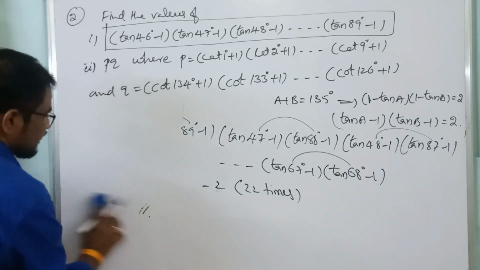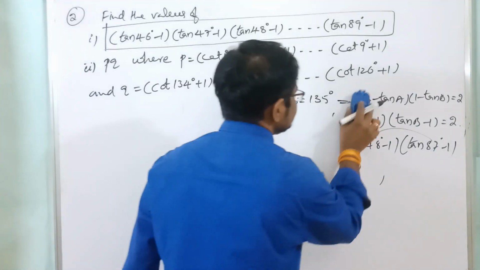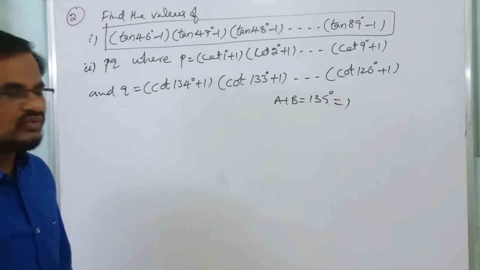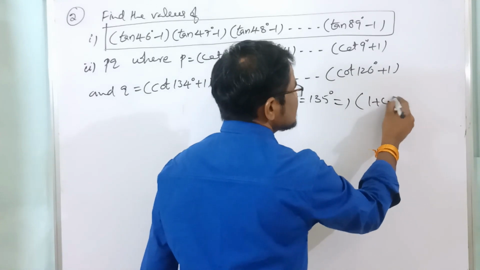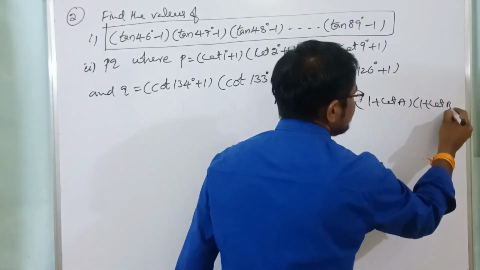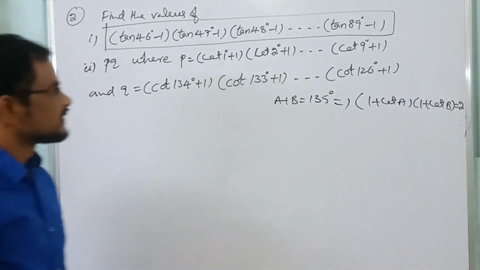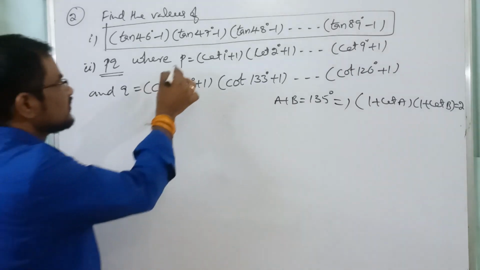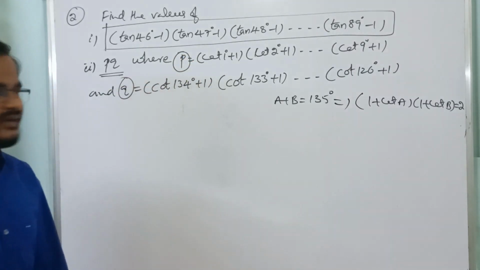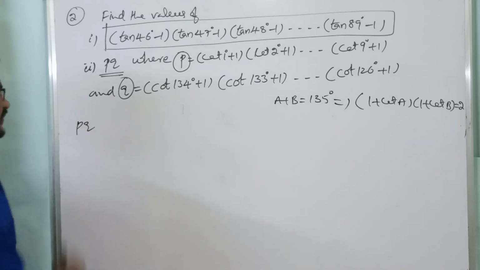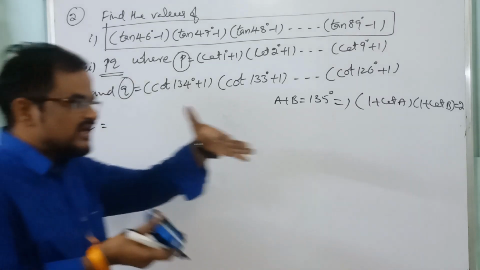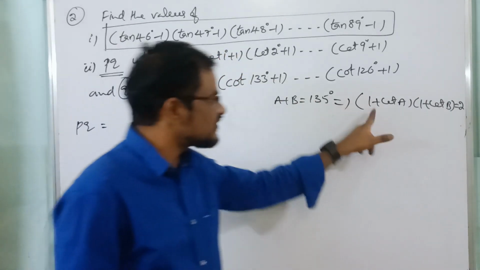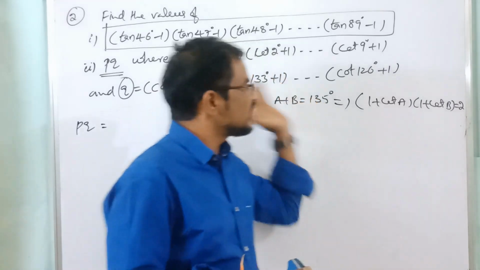Next. The second one is what? Whenever a plus b equal to 135, (1 plus cot A) into (1 plus cot B) is also 2. Now once you see, we have to find the value of P into Q, where P and Q are given. So which two pairs do we have to take? Which pairs give A plus B equal to 135 and are in the form of 1 plus cot A, 1 plus cot B? We have to observe that one.